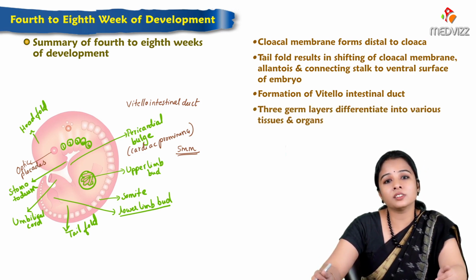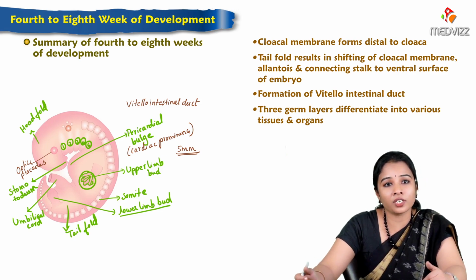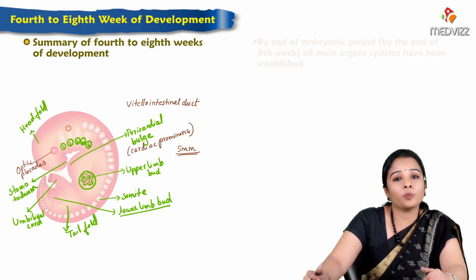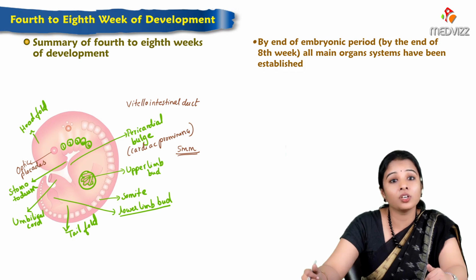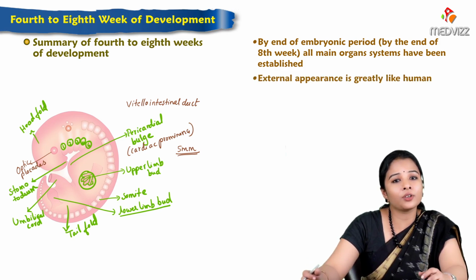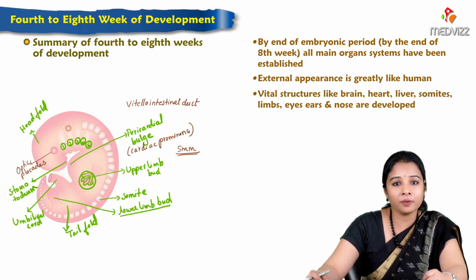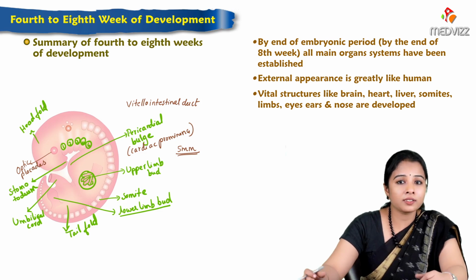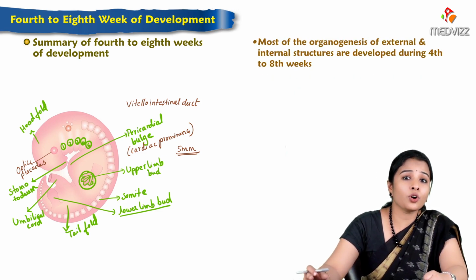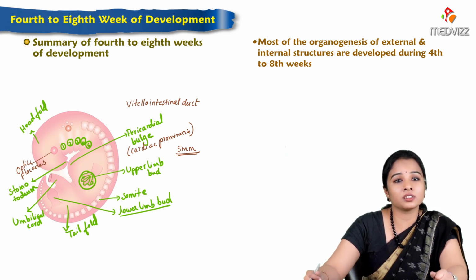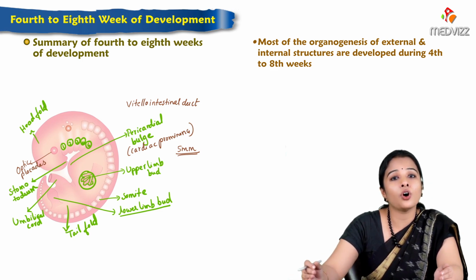The 3 germ layers are now differentiated into various tissues and organs by the end of the embryonic period. So by the end of the 8th week, all main organ systems have been established. The external appearance is greatly like a human during the 8th week of intrauterine life, and vital structures like brain, heart, liver, somites, limbs, eyes, ears, and nose are developed by the end of the 8th week, and most of the organogenesis of external and internal structures is completed during the 4th to 8th week. So the 4th to 8th week is the period of organogenesis.